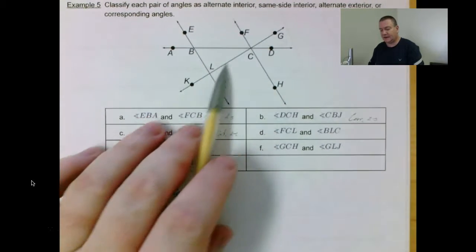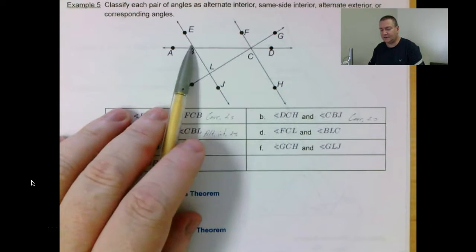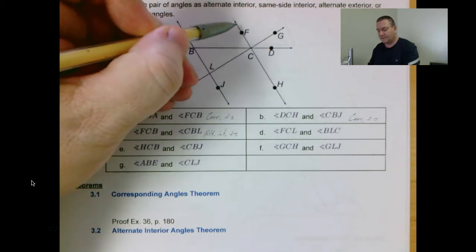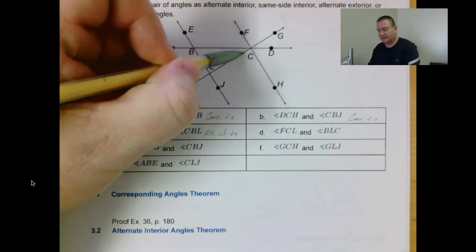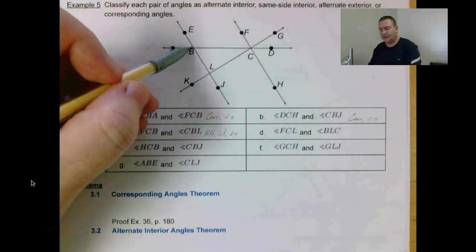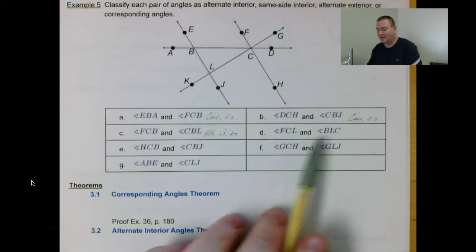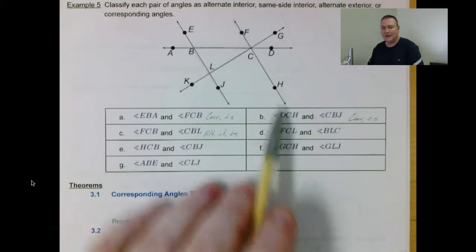FCL and CBJ. FCL are here, and CBJ are here. Sorry. I read this one from up above.